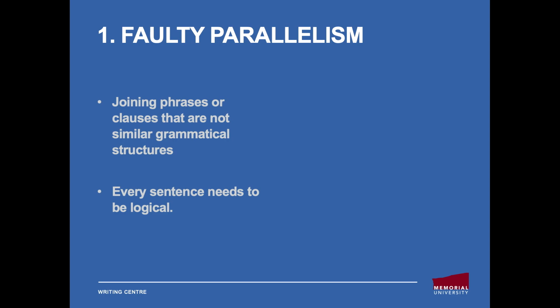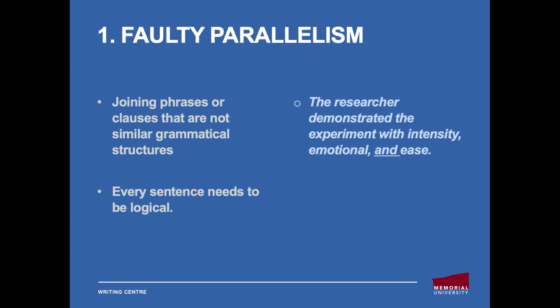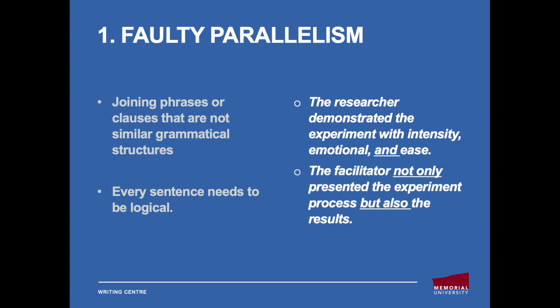Every sentence needs to be logical, and having your ideas presented in parallel form will make it simpler for your audience to understand. The best way to check your parallelism in a piece of writing is to locate words that are used to provide lists, such as the word and, as well as, or even not only but also. Let's look at this example here.